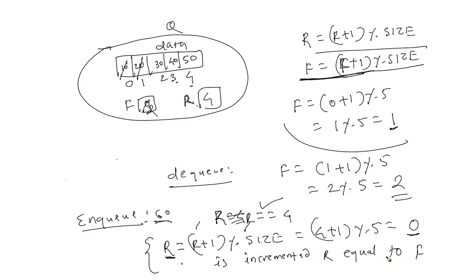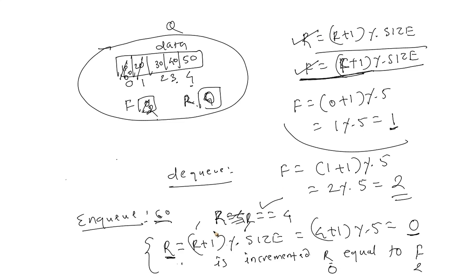But here, incremented R is 0 and F is 2. They are not the same. That means there is space here, and I can insert a new element at the incremented R position, that is the 0th position. So I can insert 60 here. That is how insertion happens in the circular queue. Deletion also happens by using the same circular increment formula, and insertion also uses the same circular formula.